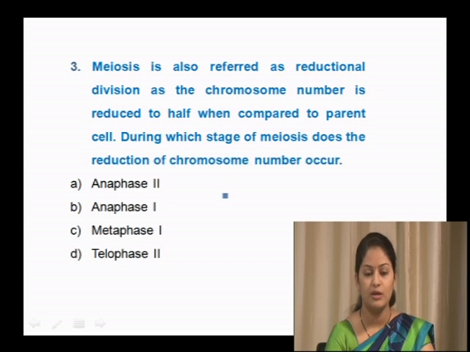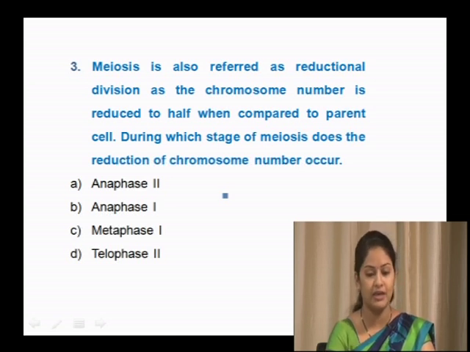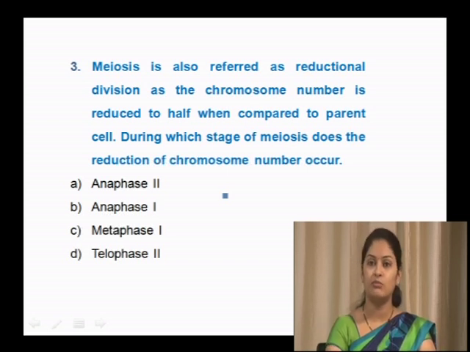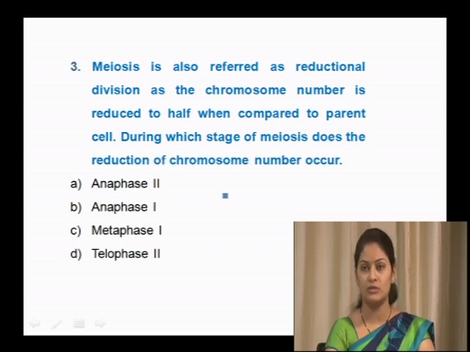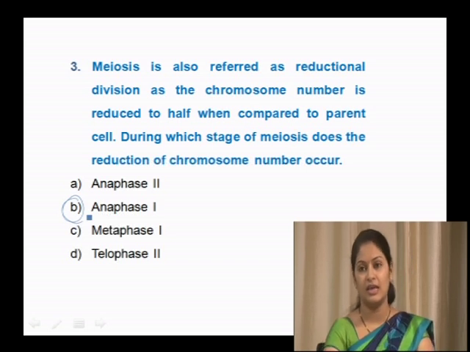Third question: meiosis is also referred to as reductional division, as the chromosome number is reduced to half when compared to the parent cell. During which stage of meiosis does the reduction of chromosome number occur? We all know that meiosis, rightly said as reductional division, will reduce the chromosome number of the parent cell into half when it comes to daughter cells. And we all know that chromosome numbers are reduced during anaphase 1. Therefore, the answer is anaphase 1.